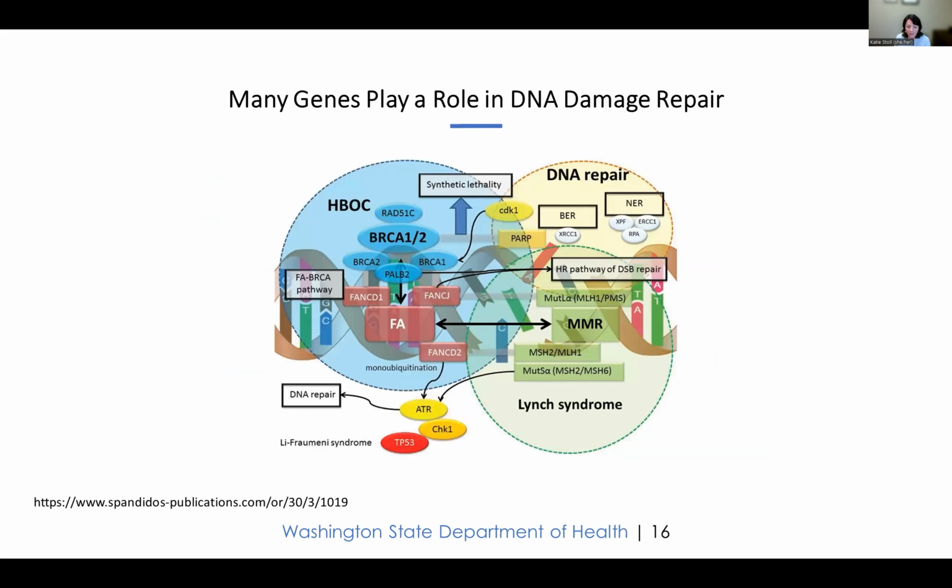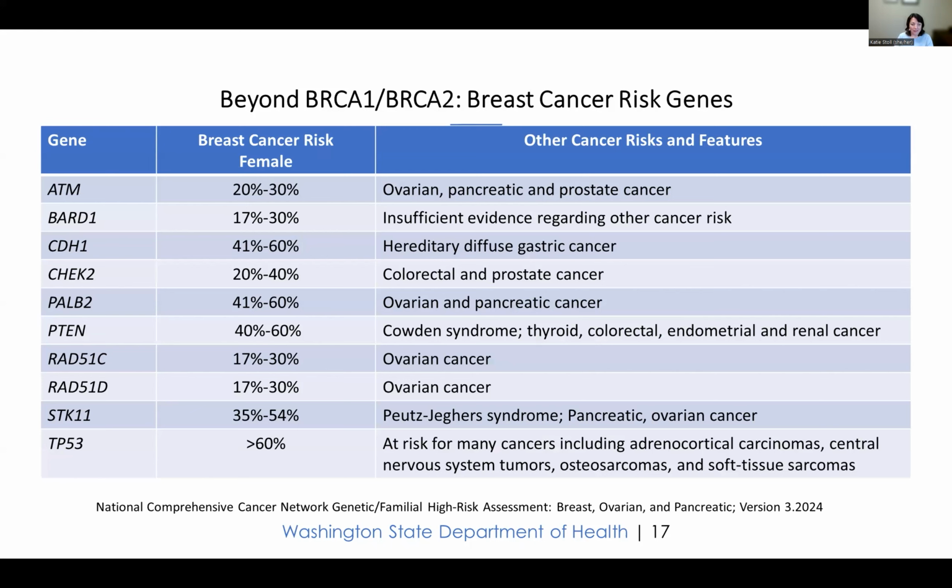We know that there are many different genes involved in DNA damage repair and related to hereditary cancer risk. Oftentimes they're working together in the same pathways, and many times they're related to the same or some of the same types of cancers.